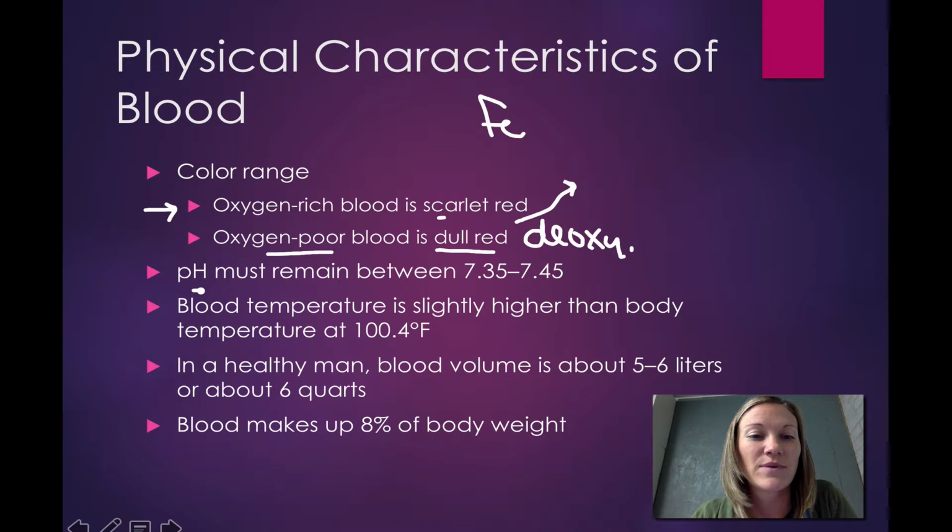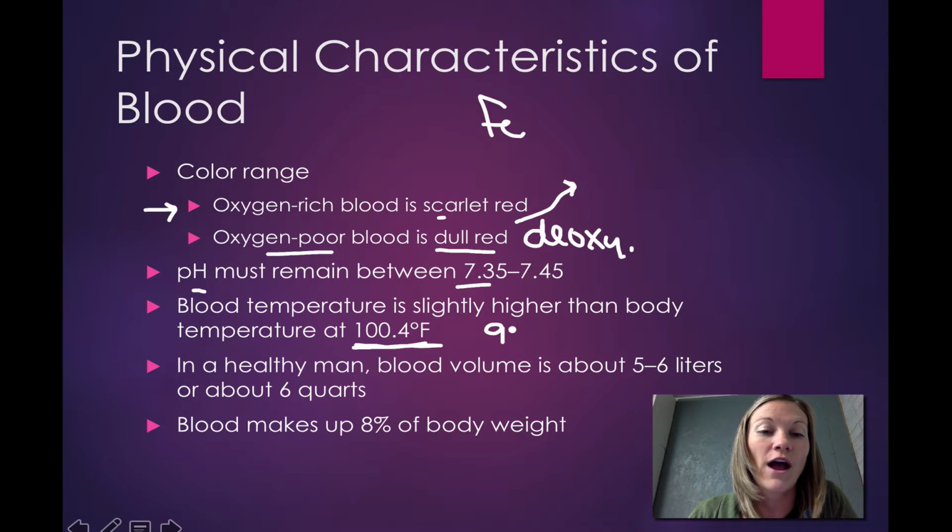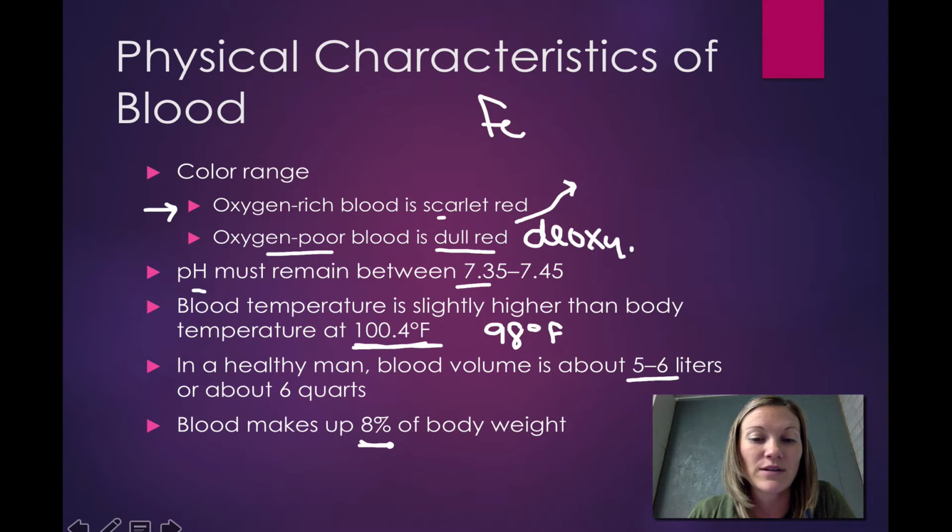The other thing is the pH must remain about 7.35 to 7.45. Blood temperature is actually higher than the rest of your body. It's 100.4 degrees, whereas your overall body temperature is about 98 degrees Fahrenheit. And a healthy man's blood volume would be between 5 and 6 liters, or about 6 quarts. And then blood makes up about 8% of the body weight.